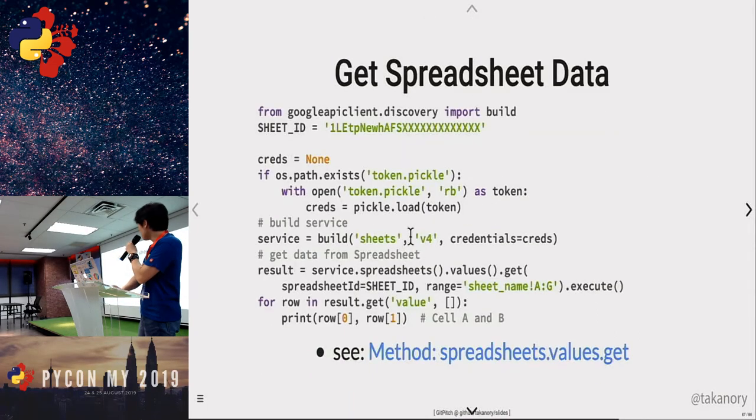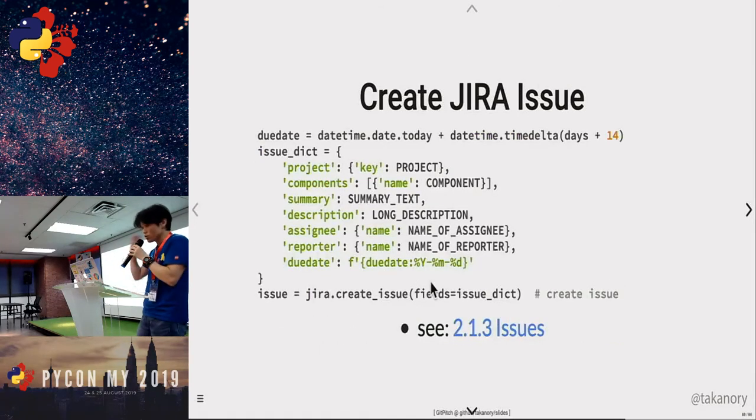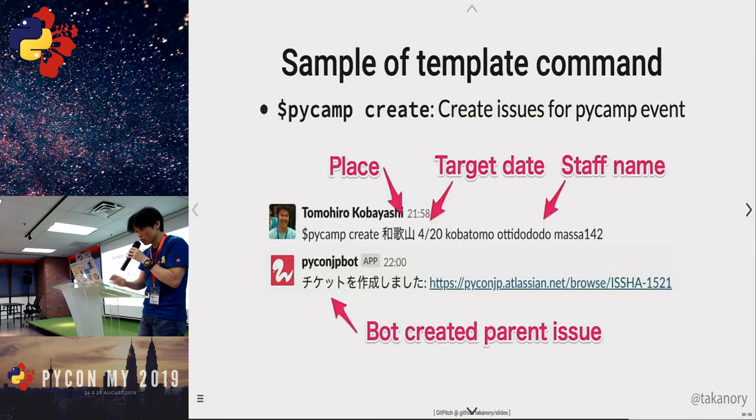And this is a sample of the spreadsheet data and the get data script. It creates credentials from token.pickle and creates a service for the APIs. Then it gets the data from spreadsheets via the Spreadsheets API, and creates Jira issues with the Jira APIs. The issue dictionary holds the information, then we call Jira create issue with the fields.